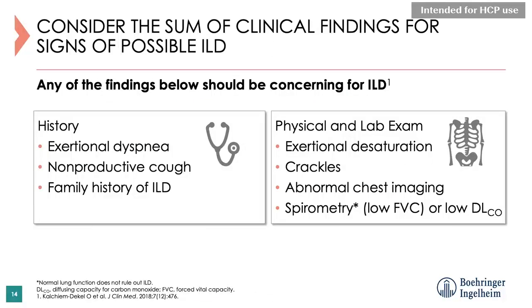Consider ILD in any patient presenting with one of these features: a history of exertional dyspnea or non-productive cough, a patient who has a family history of interstitial lung disease or pulmonary fibrosis, physical exam and lab findings of exertional desaturation, lung crackles, or who have abnormal chest imaging either on X-ray or specifically high-resolution computed tomography. Also consider it in patients with abnormal spirometry, or if a full set of pulmonary function tests have been done, a low DLCO.